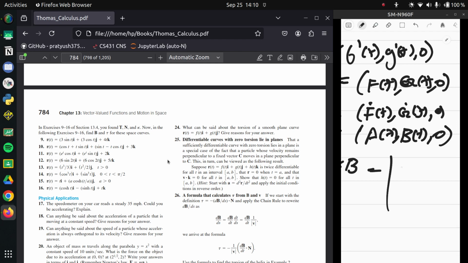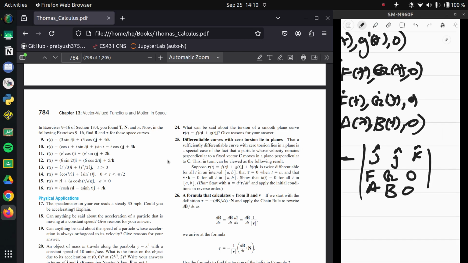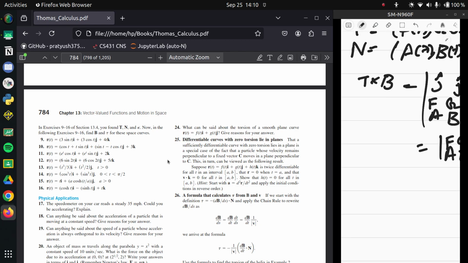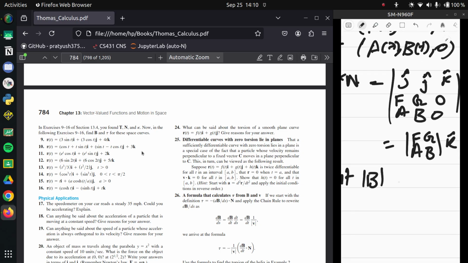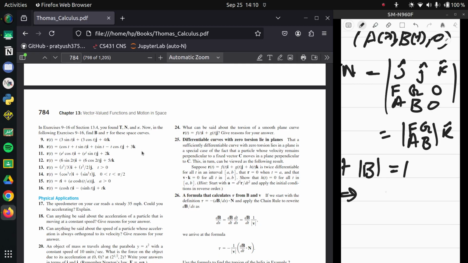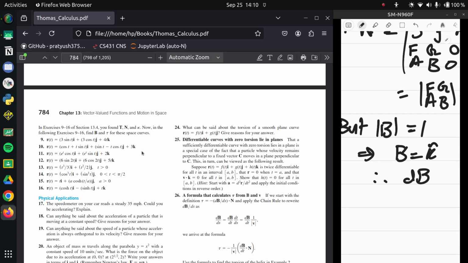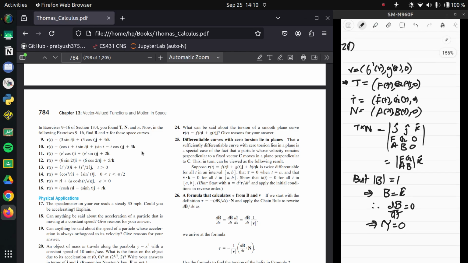So that will be given by i hat, j hat, k hat, and it's got f, g, 0 and then a, b, 0, which just happens to be this determinant f g a b times k hat. But we know that the magnitude of B is equal to 1, which implies that this quantity should be 1, therefore B would just be k hat. So therefore the dB upon dt stuff would just be 0, which implies that your tau is 0, so its torsion is 0. So this is done, no big deal.